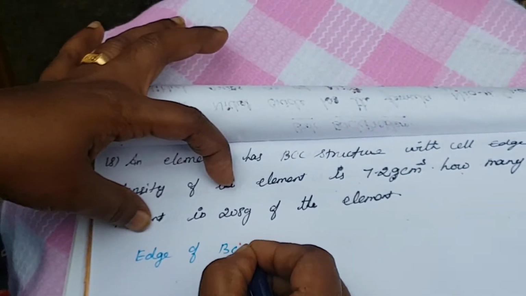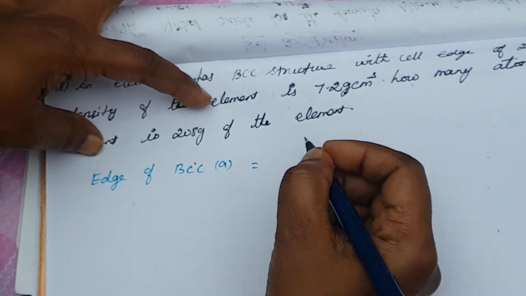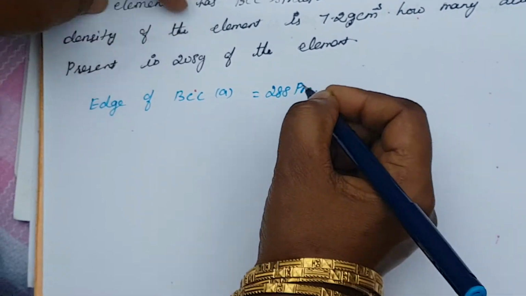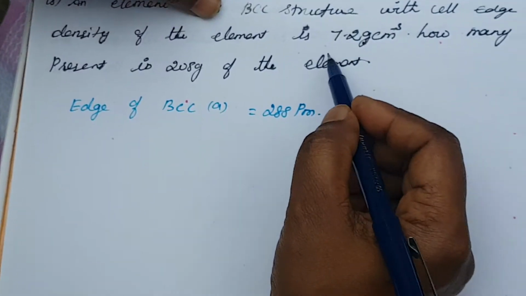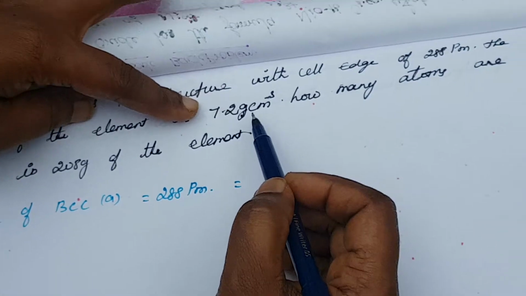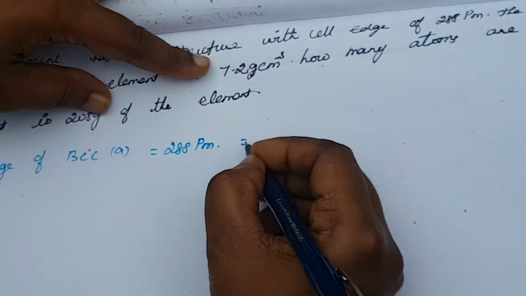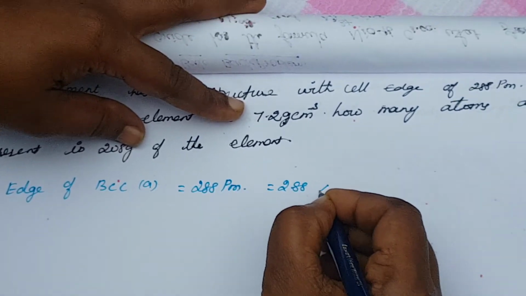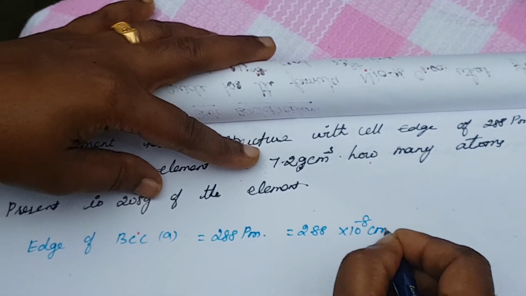Edge of BCC, that is a, equal to how many? So that is 288 picometer. The picometer is converted into centimeter because the density is given in gram per cubic centimeter. So we convert picometer into centimeter: 2.88 into 10 power minus 8 centimeter.